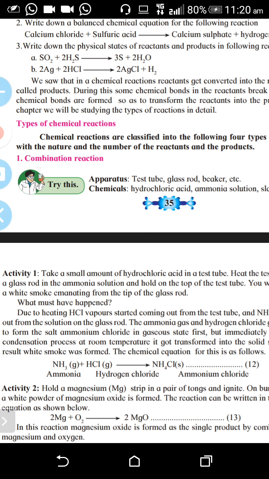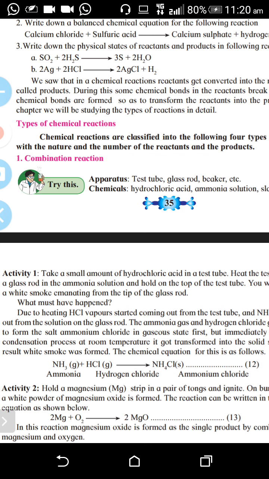You can take another simple example, magnesium plus oxygen. It gives magnesium oxide. Magnesium, the symbol is Mg. When you are writing the molecular formula of oxygen or hydrogen, you have to write O2 or H2. So 2 Mg plus O2 gives 2 MgO. So a single product is formed. MgO is magnesium oxide.